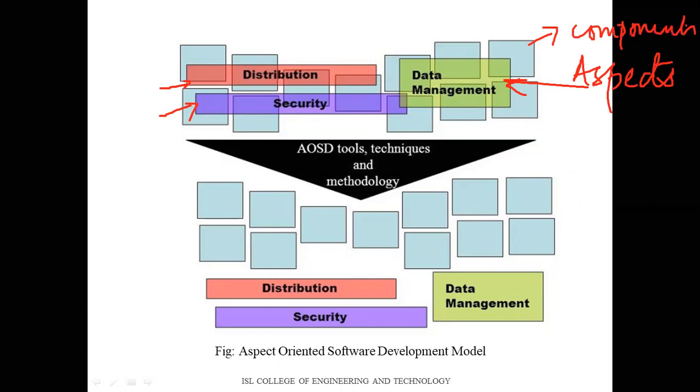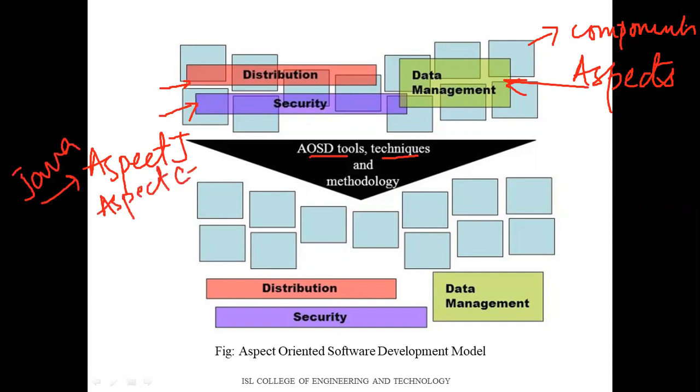Now in here, you're going to make use of different AOSD tools and techniques. One example of an AOSD tool is AspectJ. This tool is for Java. Then you've got AspectC++, that is used for C++. Then Aspect XML or AspectDNG. This DNG is used for .NET software.